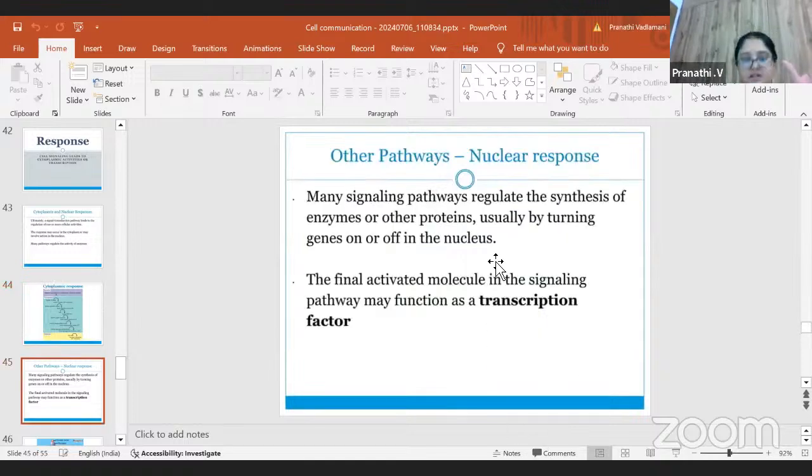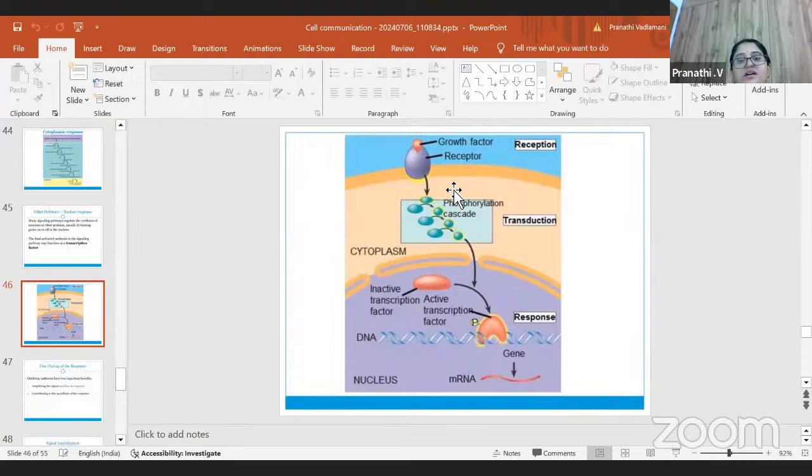And then if it in this manner activates the growth factor, again your cascade signal amplification is taking place, gets into the nucleus. Here again inactive transcription factor gets activated. Your transcription factors are activated, because of which you have the DNA, and it's acting on the genes, because of which you're getting a gene expression.